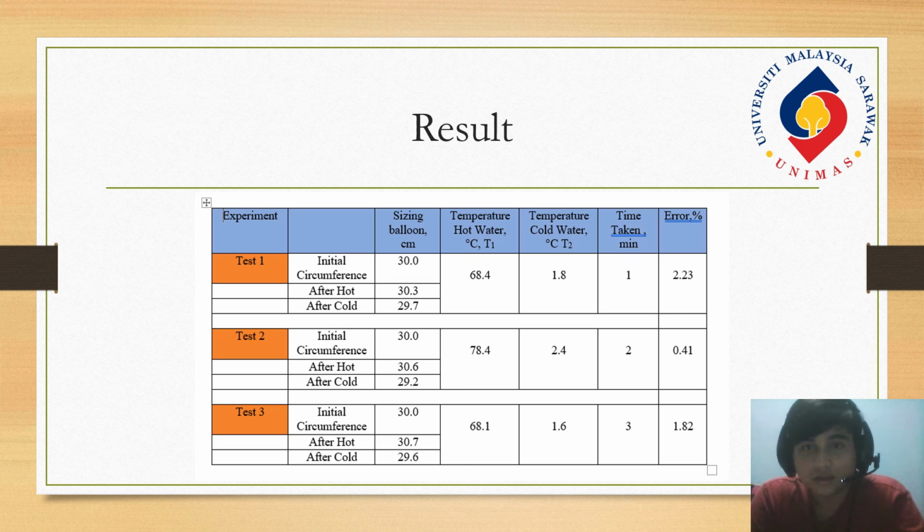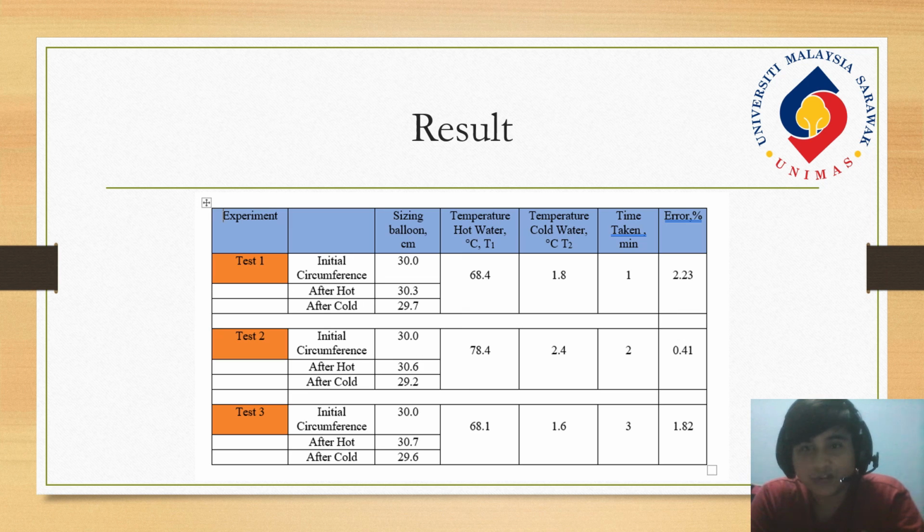Then we got 2.23%. For the percentage error, we use the theoretical along with the experimental value, so we can identify the differences between our theoretical and the experimental. So we got 2.23%.